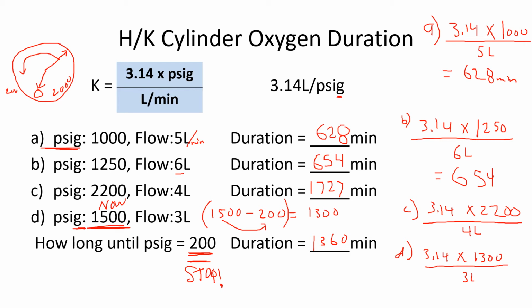So we just set up the equation as 13 for the... Yeah, because we're only going to be using 1,300 pounds per square inch. So the gauge is at 1,500. We're going to let it run down, but the gauge needs to stop at 200. All right, so keep that in mind. We'll do a lot of these. Stop at a particular pressure or weight.